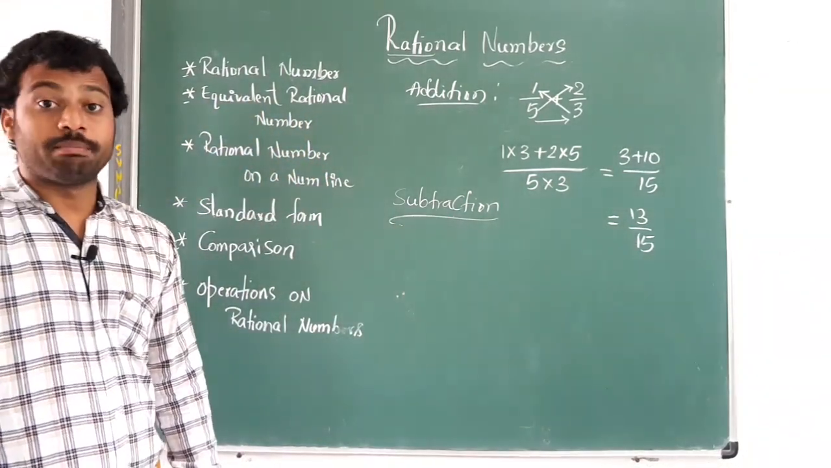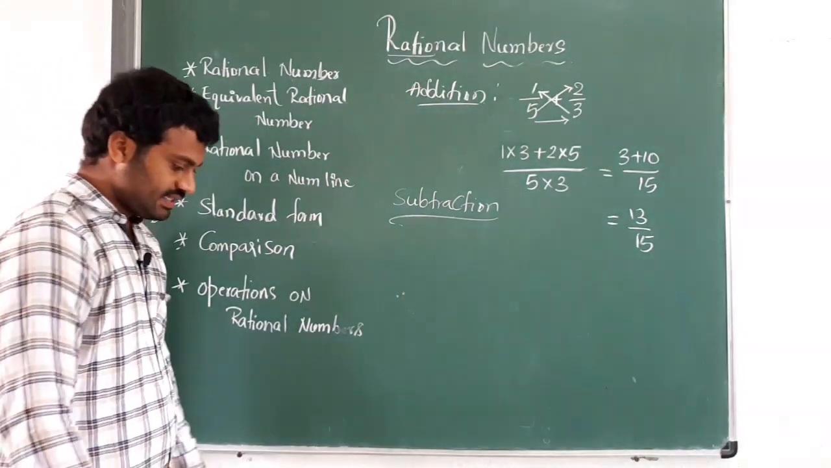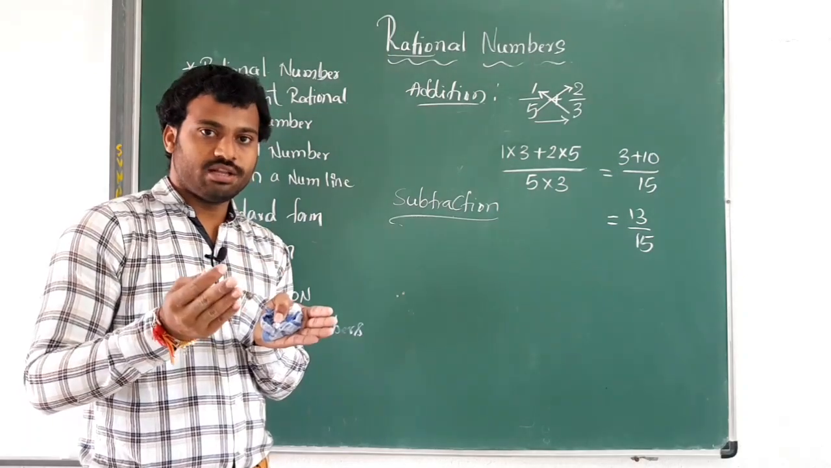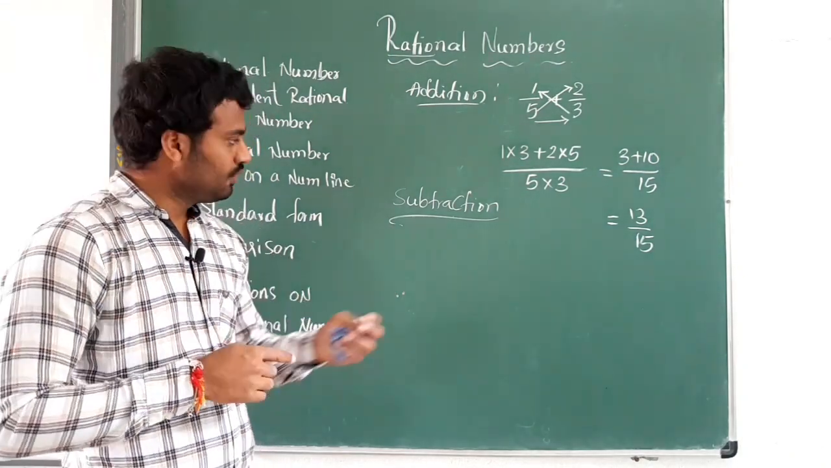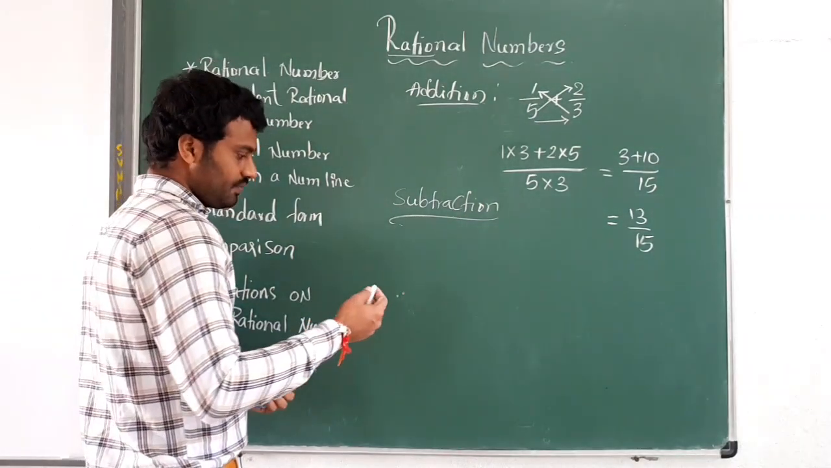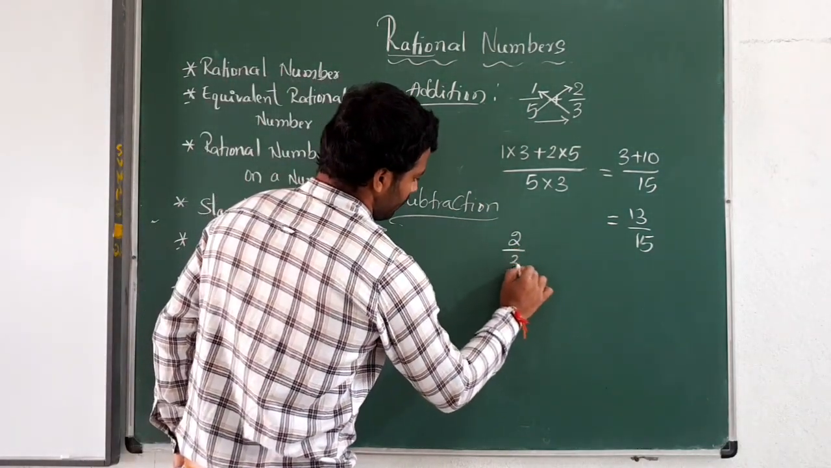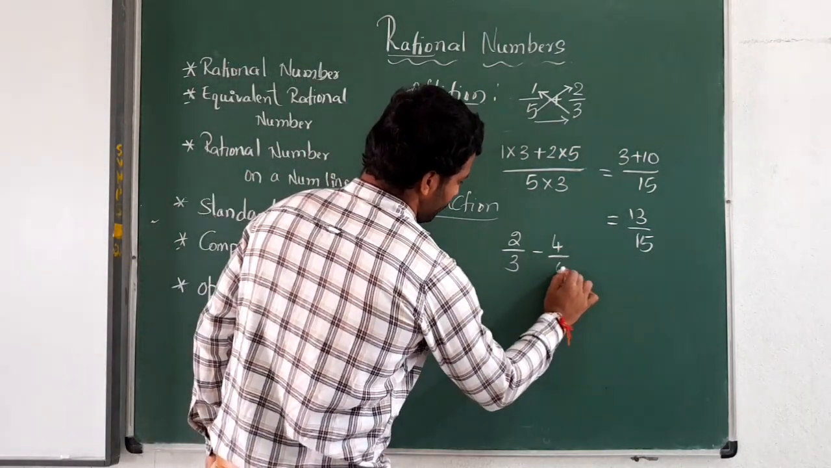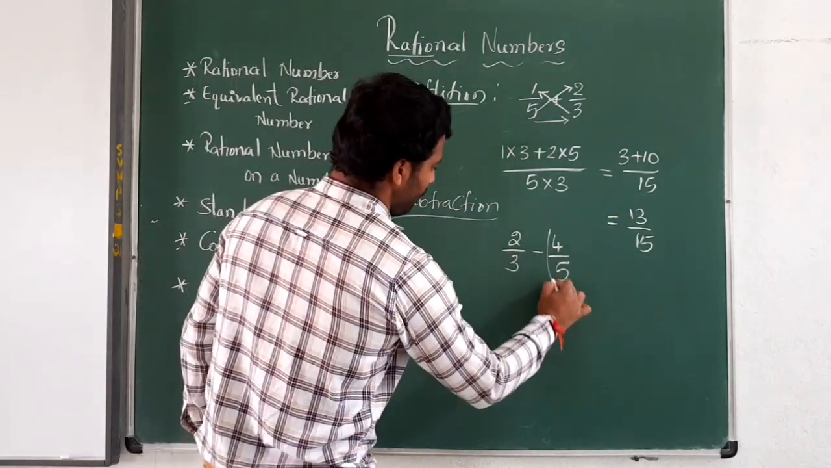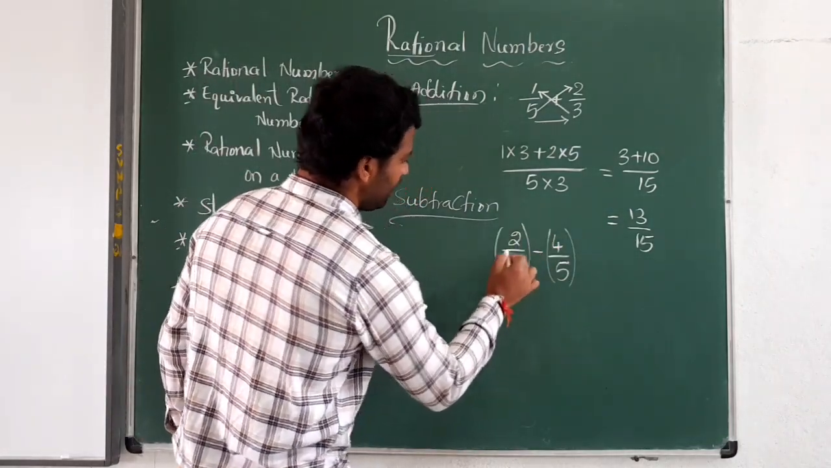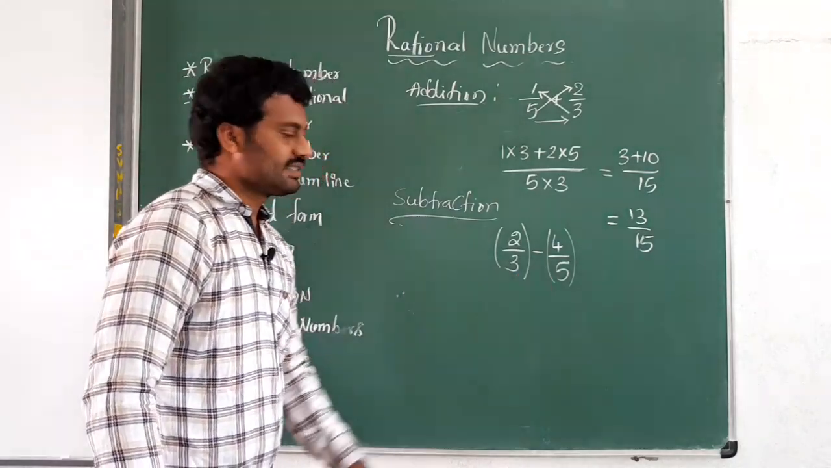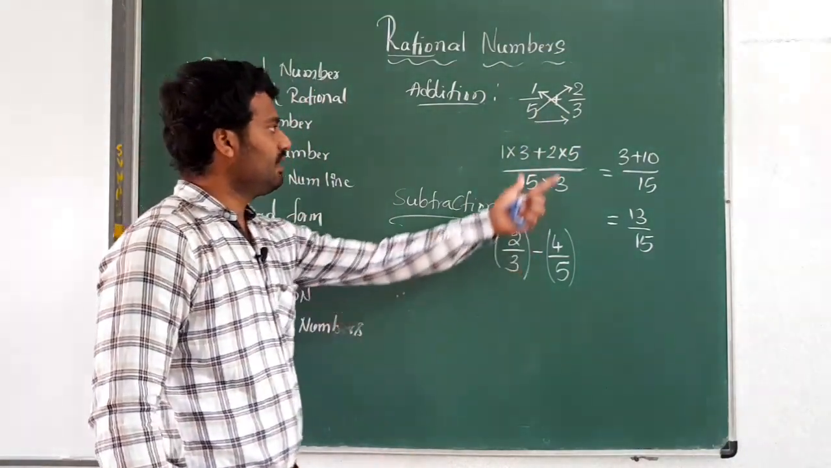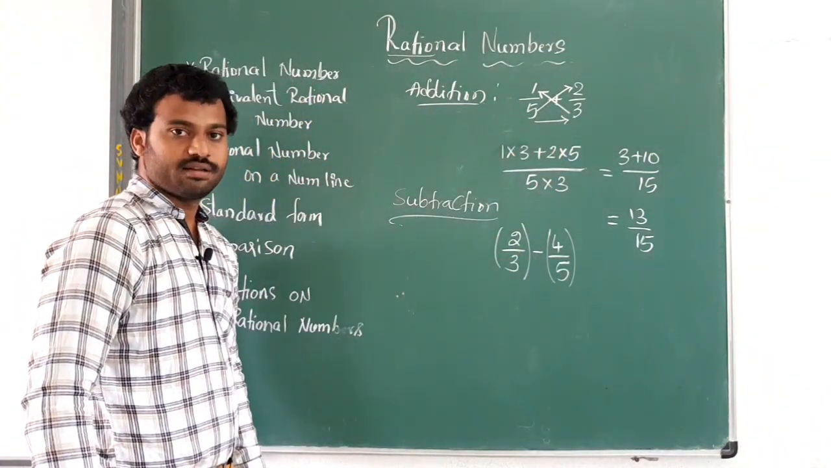What about subtraction? See, subtraction means what? If any two rational numbers are there and you want to subtract those two, I'll take an example and tell you. Just see 2 by 3 minus 4 by 5. So 4 by 5 is one rational number, 2 by 3 is another rational number. We are doing the subtraction. So the same concept you can apply here also.